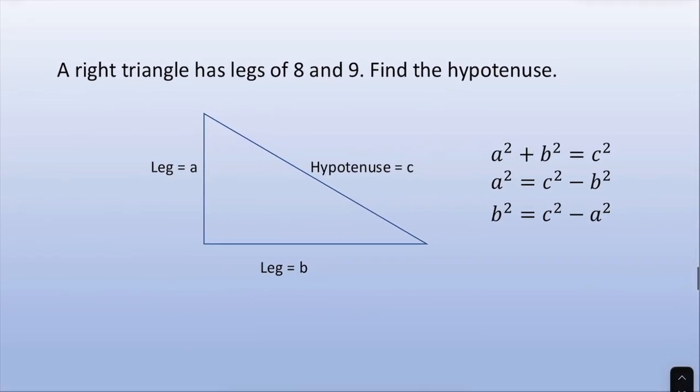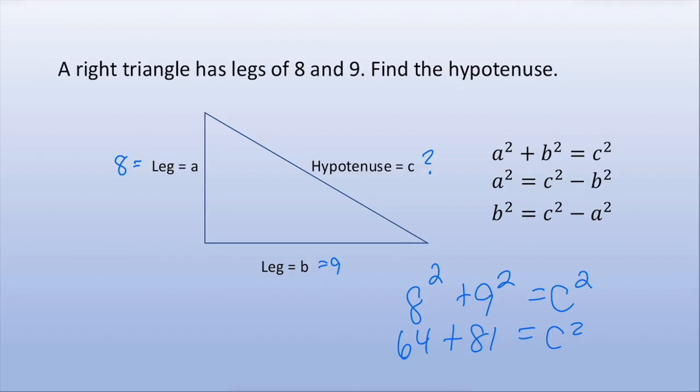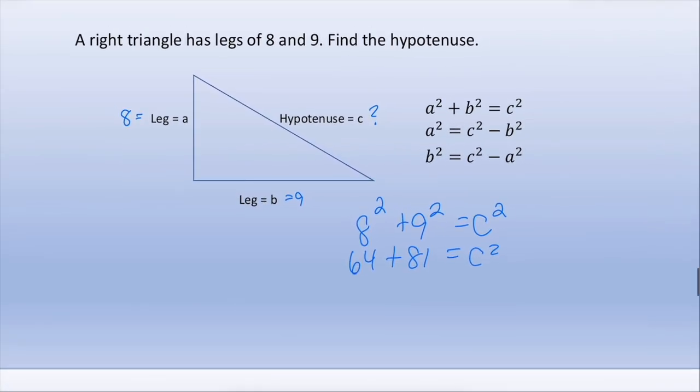So it says a right triangle has legs 8 and 9. Find the hypotenuse. So it doesn't matter which. Based on the drawing, we'll put the little one here and the big one here. So we want to look for the hypotenuse. So I know that a squared plus b squared has to equal c squared. Well, 8 squared is 64. 9 squared is 81. So just total that up.